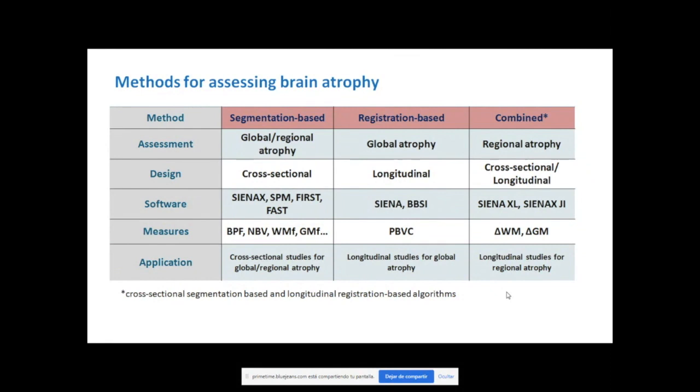More recently, some tools have been described which combine cross-sectional segmentation and longitudinal registration-based tools. And these tools, in different papers, have been shown to be robust, reliable, and sensitive to changes over time for assessing regional changes of brain volume in longitudinal studies.